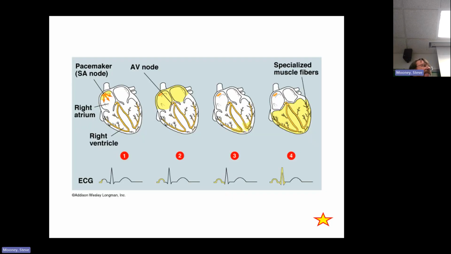So has everybody got the electrical events down? So we said electrical leads to contraction. You can see where we're going with this. Leads to pressure events that are going to change the blood and move it to where it needs to go.